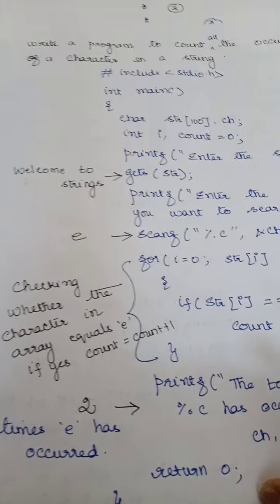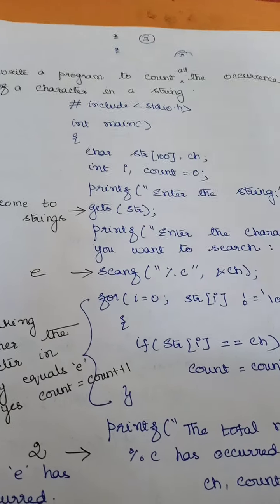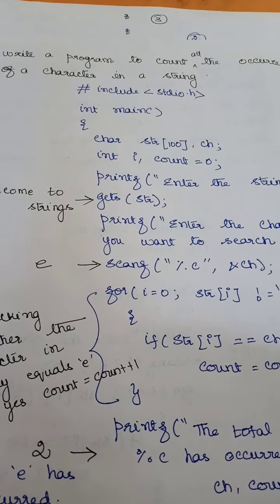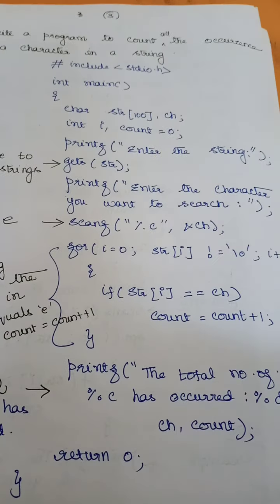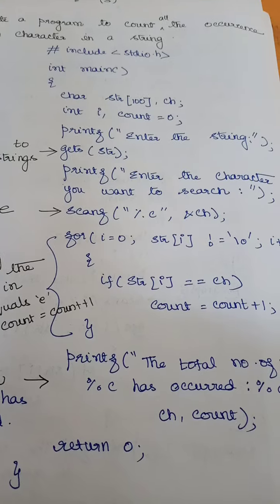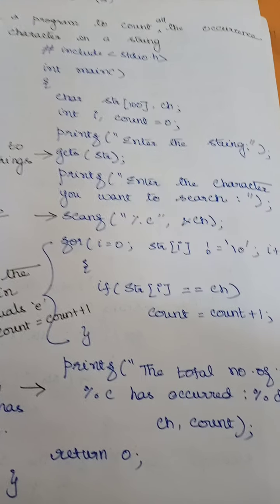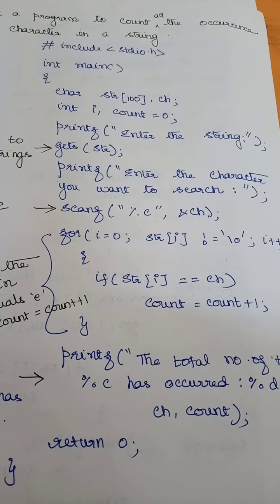Write a program to count all the occurrences of a single character in a string. So here I am going to count the number of E's or count the number of A's, count the number of T's, whatever the character I am giving. If that character is present in a string, I am going to count how many times the E has occurred or how many times the A has occurred, right?